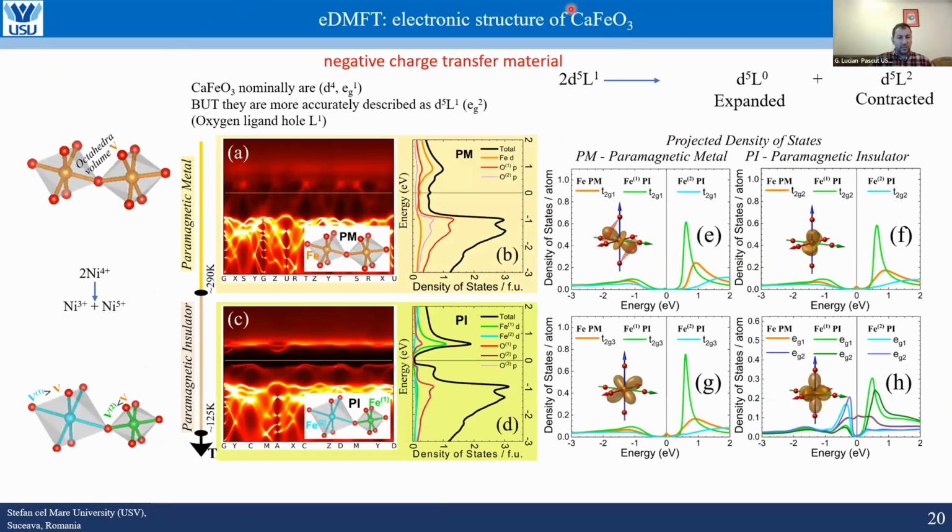Now, if I go further and look at the next compound, calcium iron oxygen 3, at high temperature I have 1 non-equivalent site. I have 3+ and 5+ at low temperature. I did electronic properties. I looked at each character of the orbital. And again, instead of using D4, which we expect from the bond valence, here you have a negative charge transfer material. You can describe the system as D5 plus a hole on the oxygen. And when you expand, you have a D5. When you contract, you have a D5 plus 2 holes.